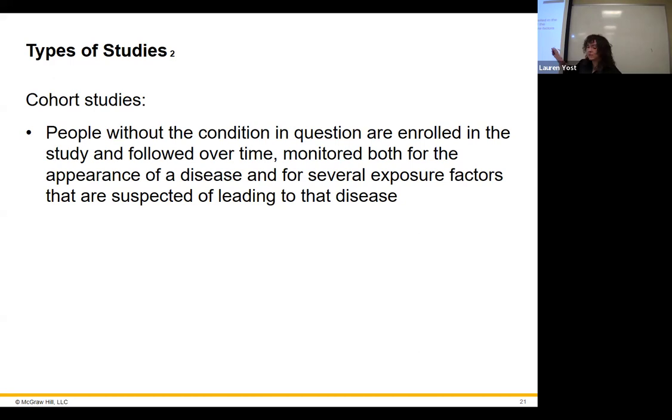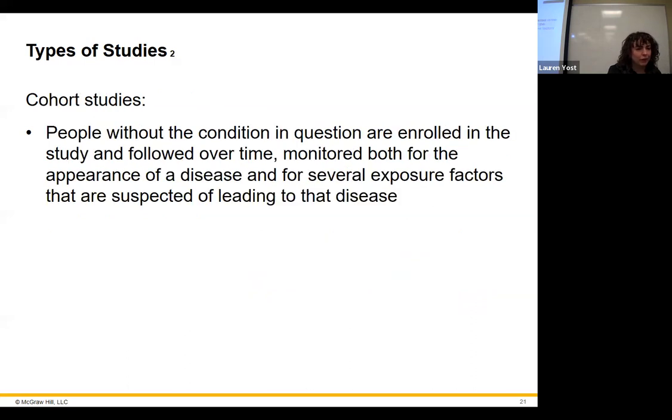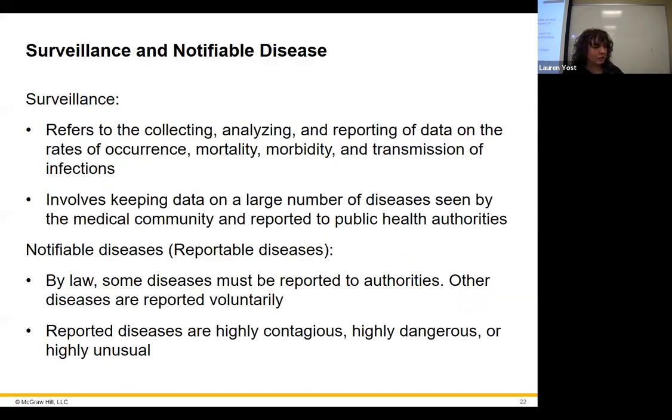This one to me makes a lot of sense. This one, case control study, makes a lot of sense. This one up here doesn't make a lot of sense to me. But, I guess looking at the two factors at a single point in time, and I don't know, whatever. I don't know. But the other two make more sense to me.